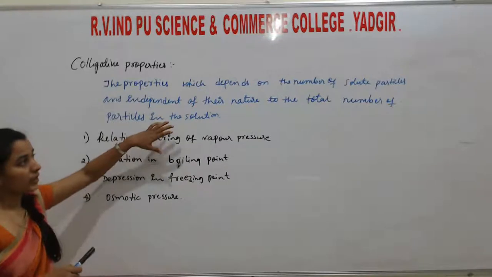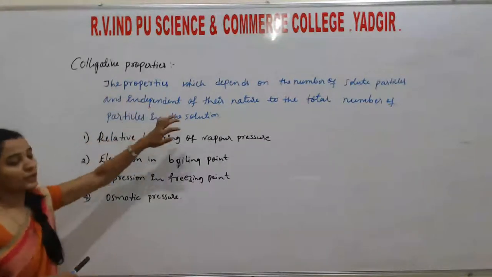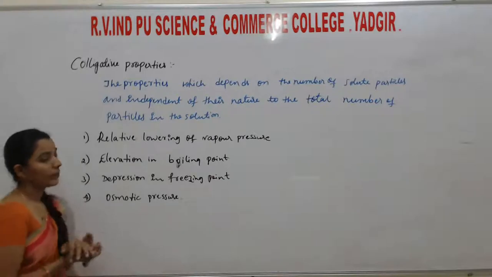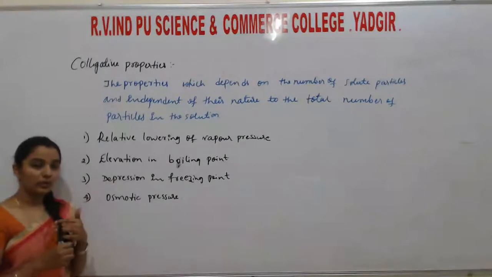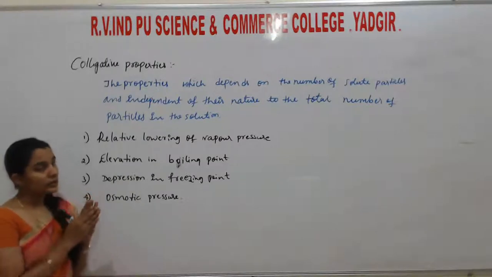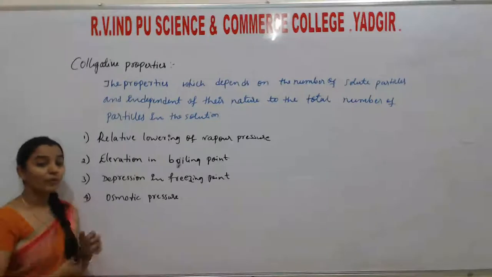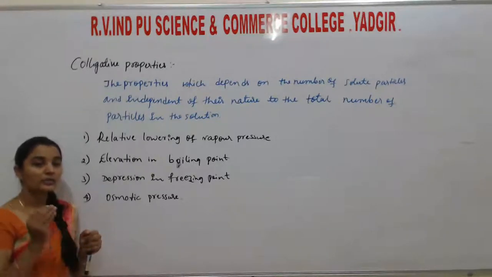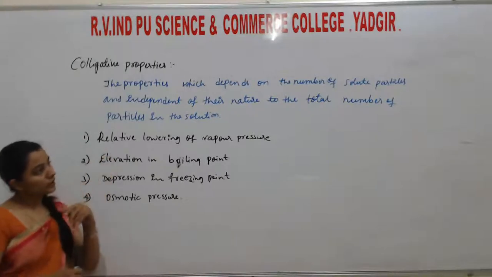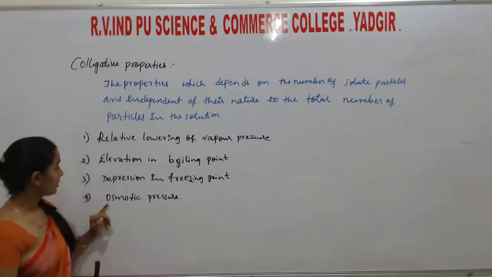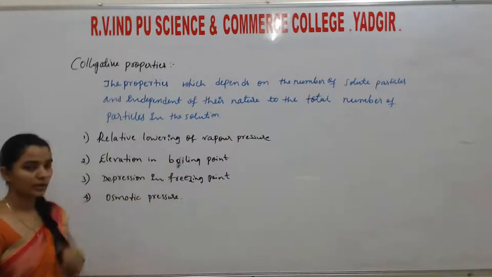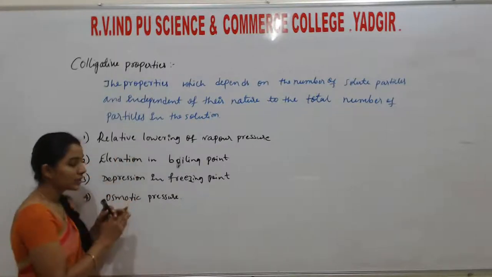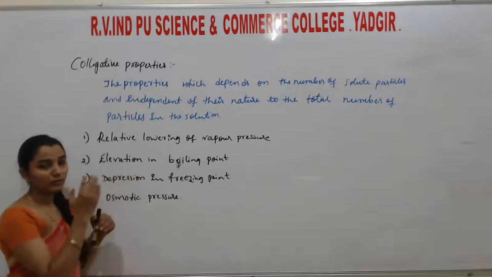As I told you, they depend on the number of solute particles and are independent of their nature. Before, when I explained properties such as pressure and temperature, we considered a non-volatile solute, a volatile liquid and a volatile solute like that. But here it never depends upon the nature. It depends on what? The number of particles, meaning the quantity of solute particles present in the solution. So here there are four different properties: relative lowering of vapor pressure, elevation in boiling point, depression in freezing point and osmotic pressure. Why are these properties used? They are compared with what? The properties of the pure solvent.